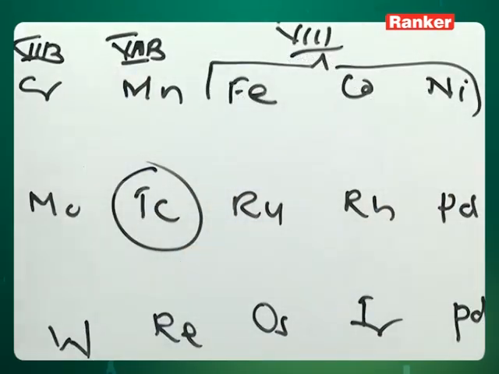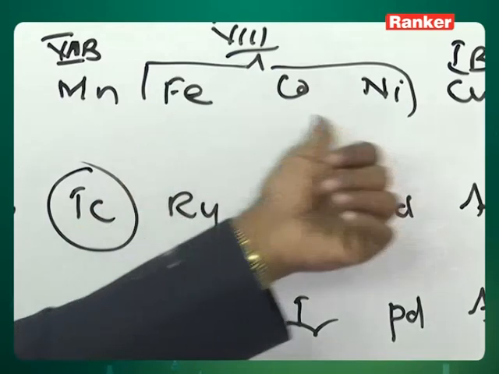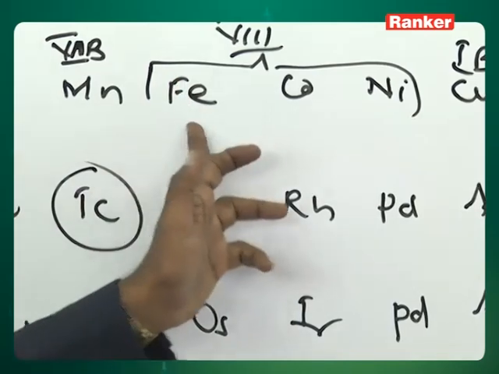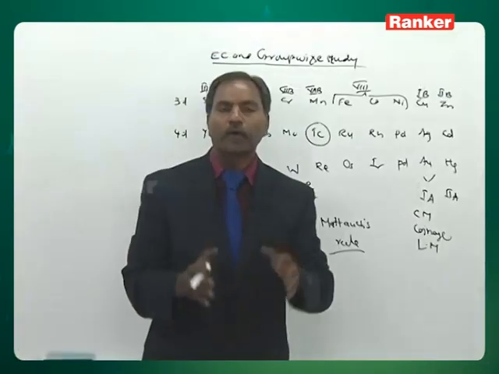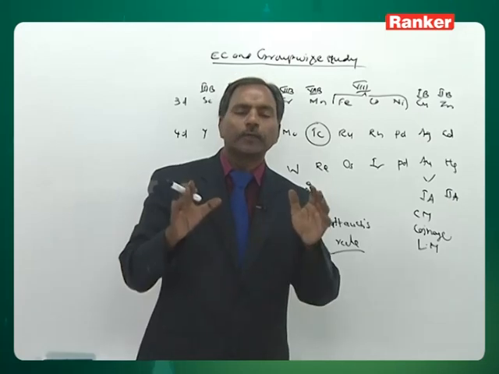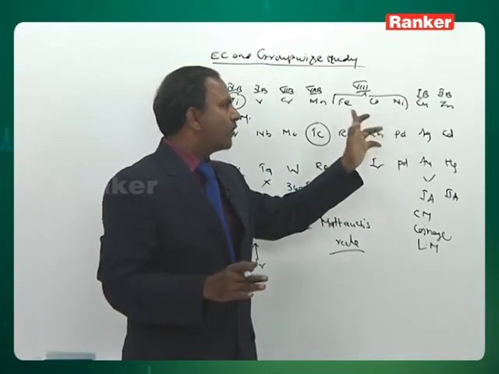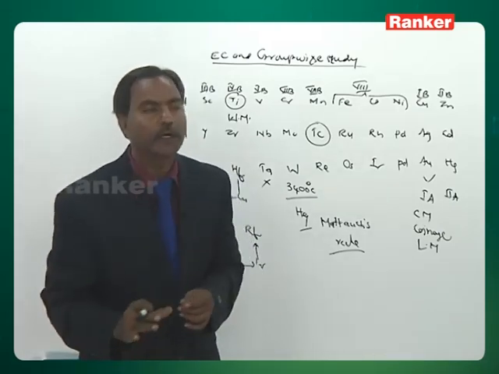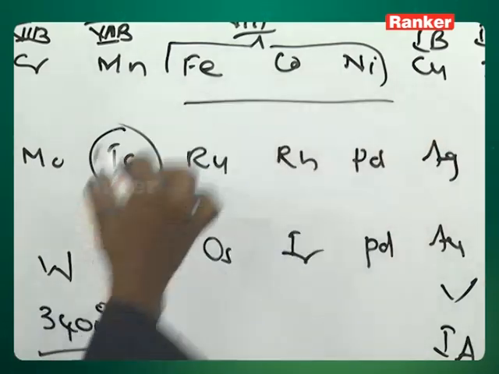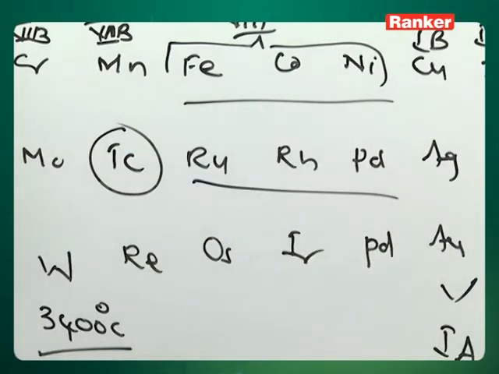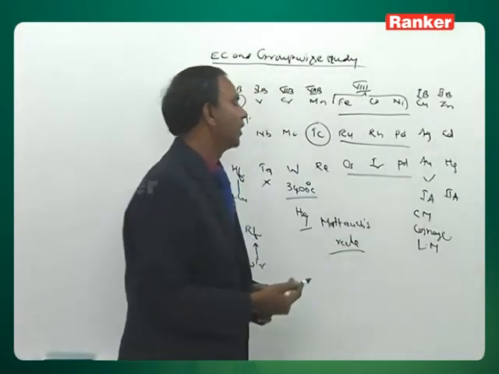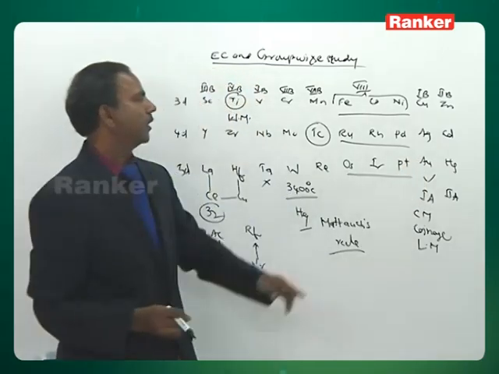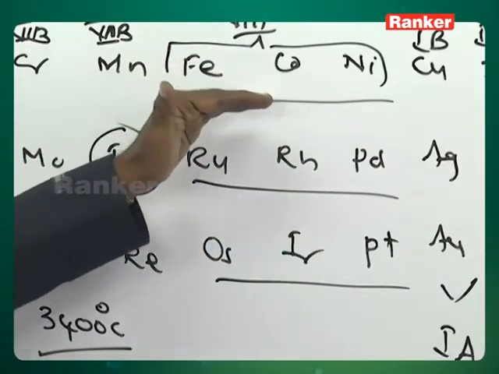Coming to the next, the 8th group. Iron, cobalt, nickel: the 3 vertical columns are kept under a single group. Why are they kept under a single group? These three groups of elements have much more horizontal similarity. Generally we never see horizontal similarity, but here iron, cobalt, nickel are similar, ruthenium, rhodium, palladium are similar, and osmium, iridium, platinum are similar.